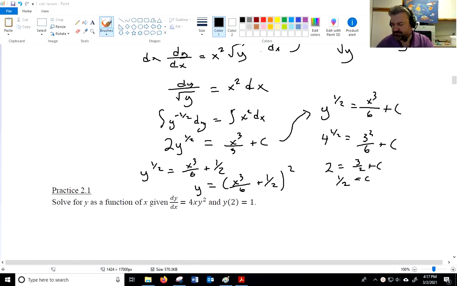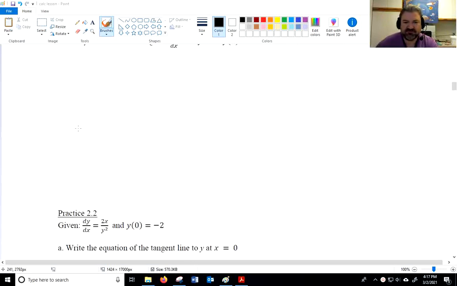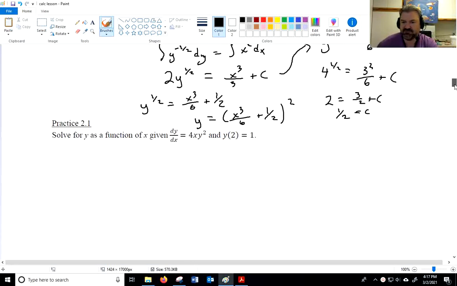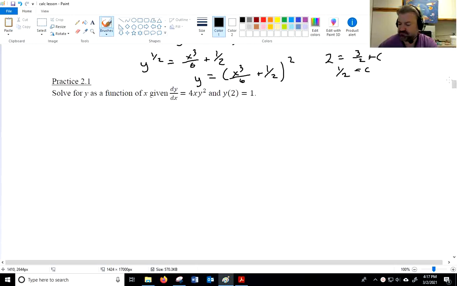All right, let's see how you do in this practice problem. We have to solve for y as a function of x. dy over dx equals 4xy squared, and y of 2 is equal to 1. So let's give it a try.